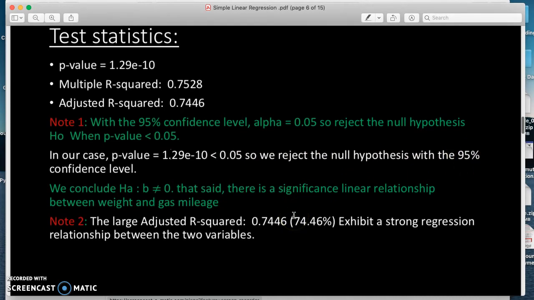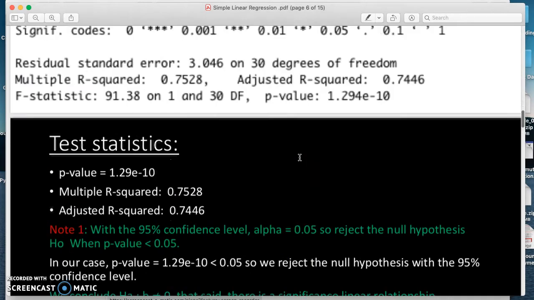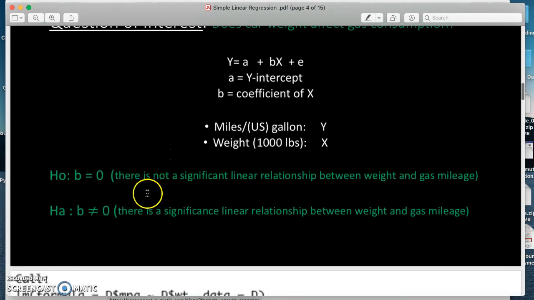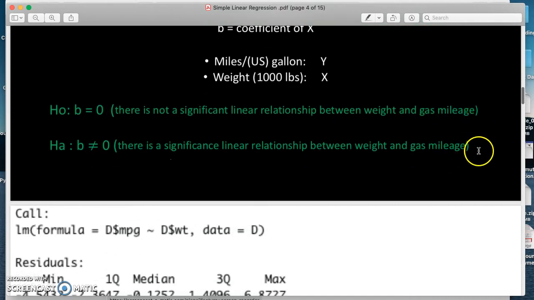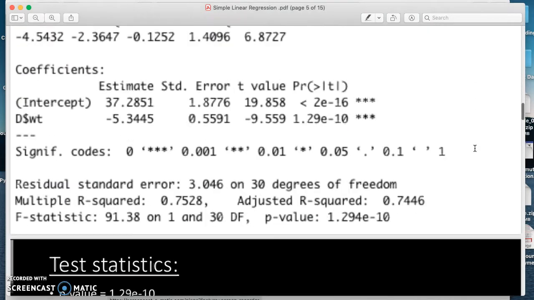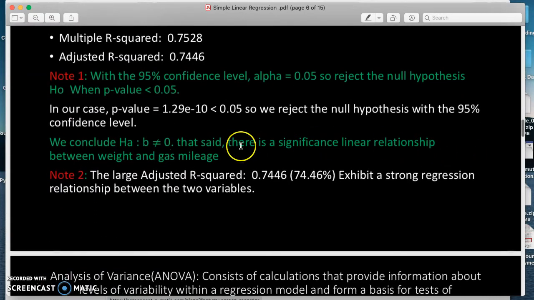When you reject the null hypothesis, which said that there is not a significant linear relationship between the weight and the gas mileage, because the p-value is very small, therefore we accept the alternative hypothesis. So we conclude HA, that means B is different than 0. That said, there's a significant linear relationship between the two, right?